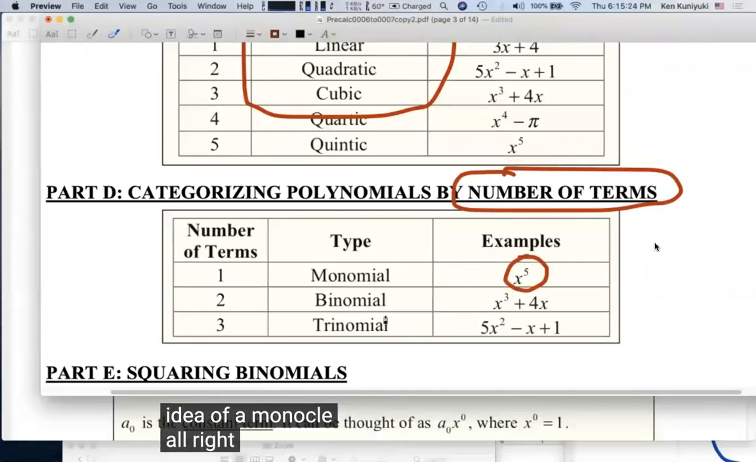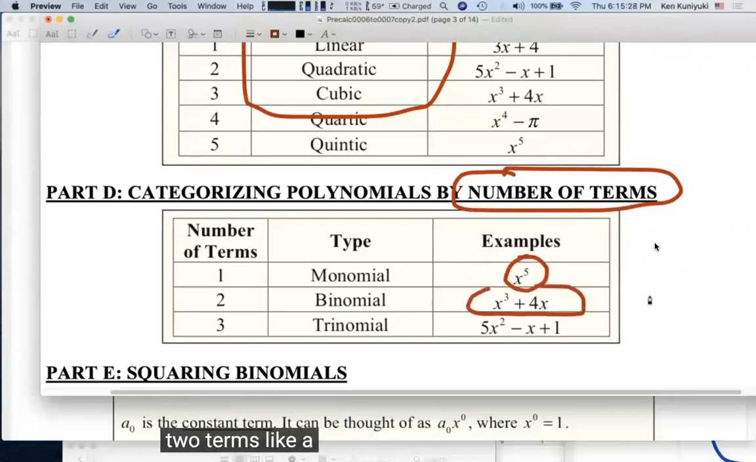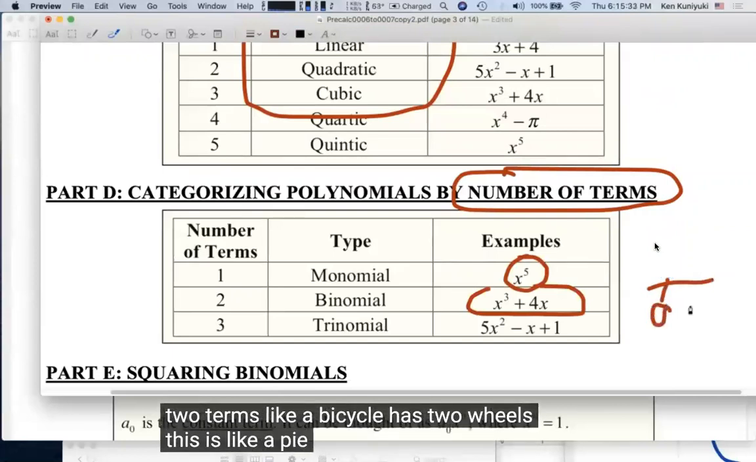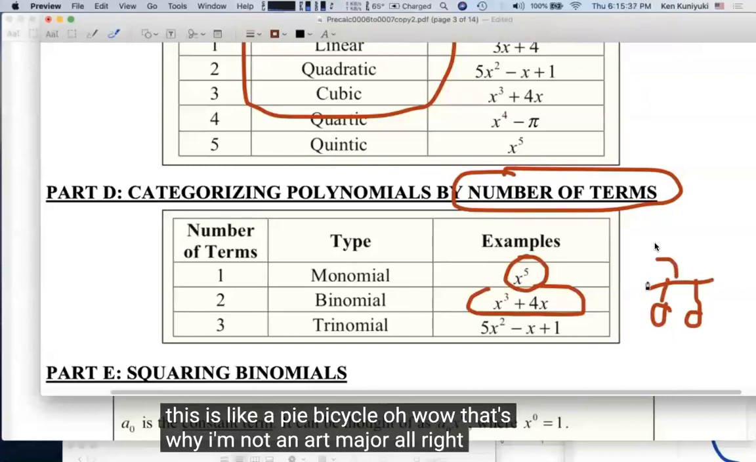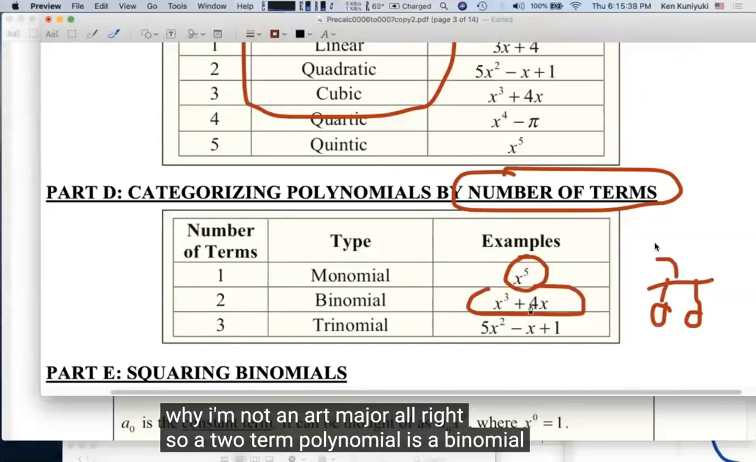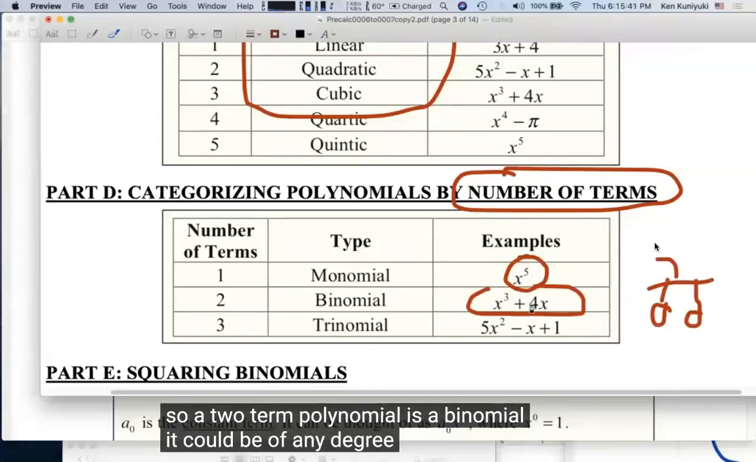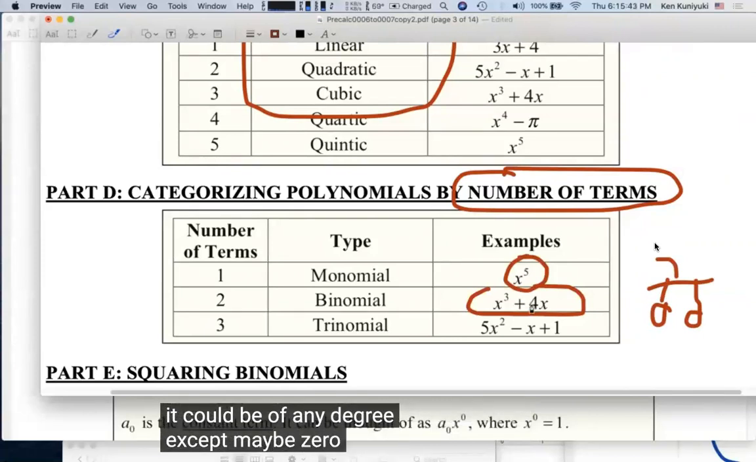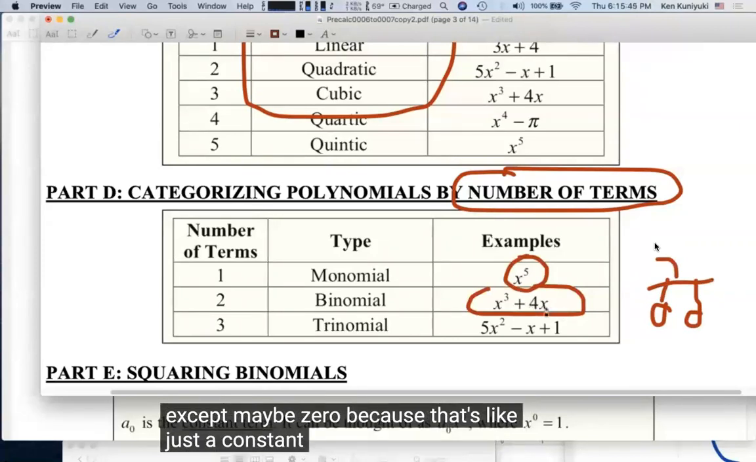All right, a binomial has 2 terms, like a bicycle has 2 wheels. This is like a pi bicycle. Oh, wow. That's why I'm not an art major. All right, so a 2-term polynomial is a binomial. It can be of any degree, except maybe 0, because that's like just a constant.